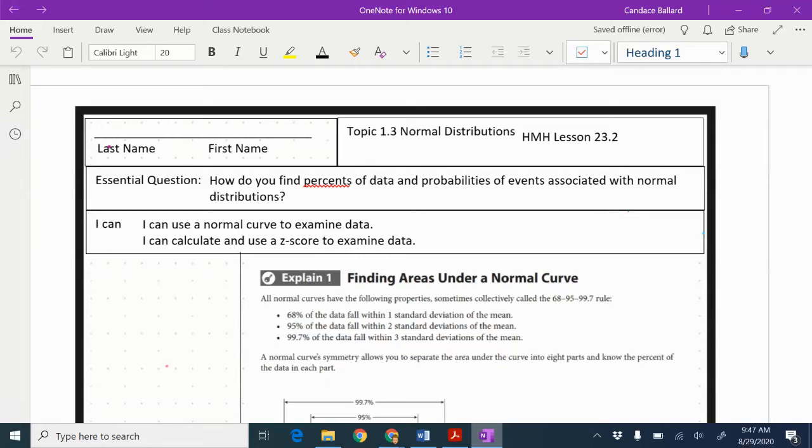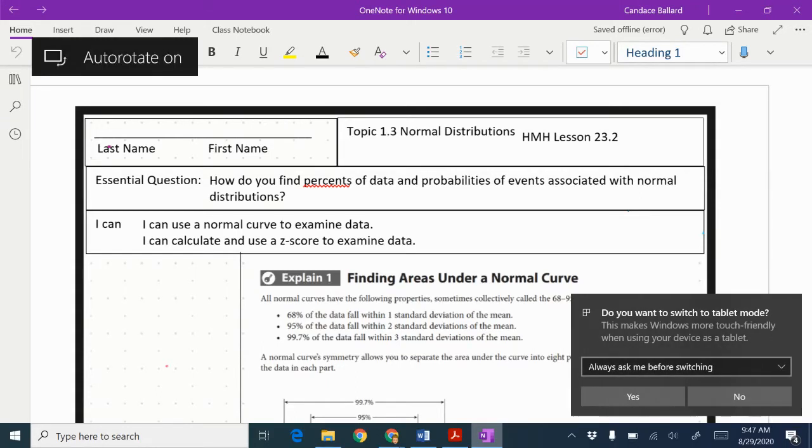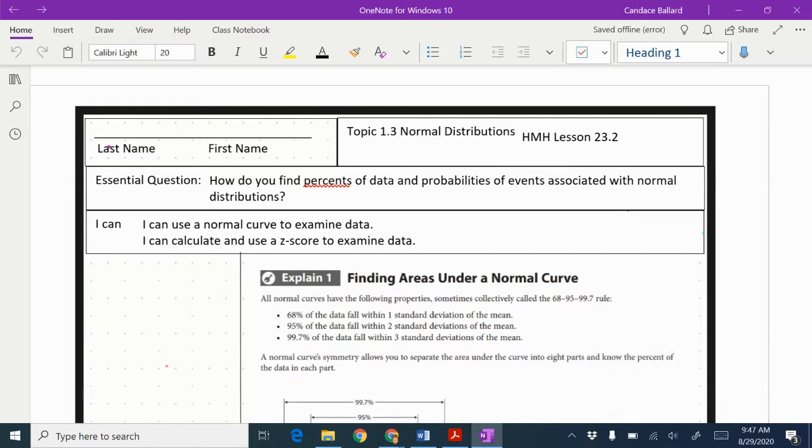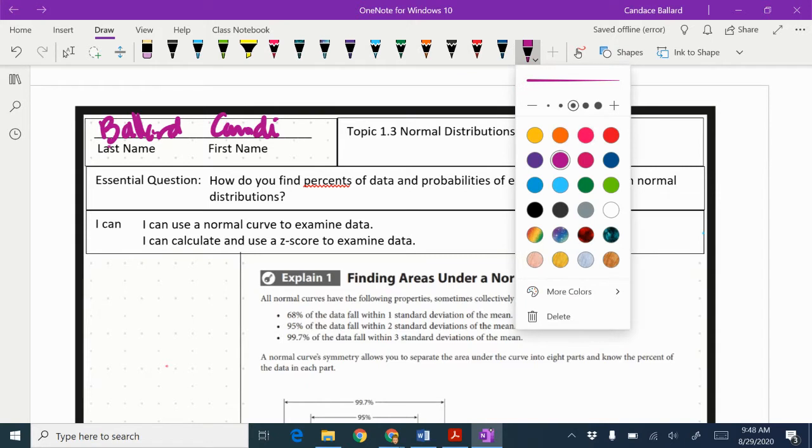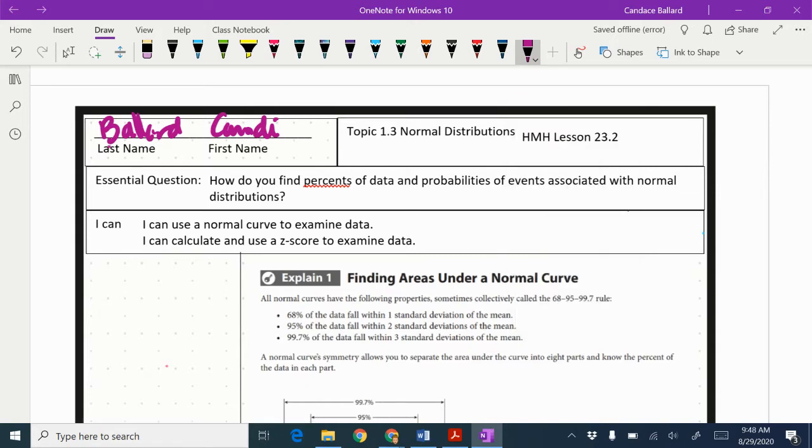In this lesson, we're going to be talking about topic 1.3, normal distributions, and this is in your HMH Algebra 2 textbook at lesson 23.2. As always, make sure that you write your last name and your first name on your page, and we're going to be answering the question, how do you find percents of data and probabilities of events associated with normal distributions?